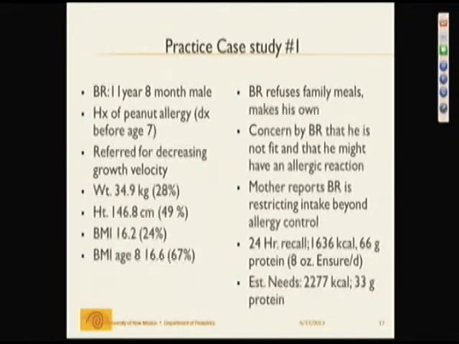Decrease ability to consume sufficient energy, self-restricting, because he knows he's allergic to peanuts, so he's avoiding that, so I don't think that's the issue. Signs and symptoms is going to be his calorie levels are below the estimated needs. Yeah.